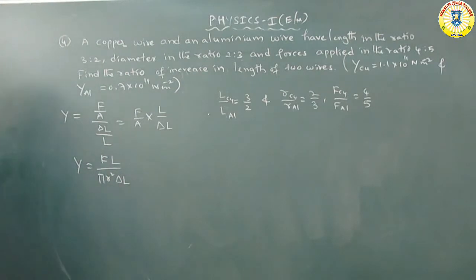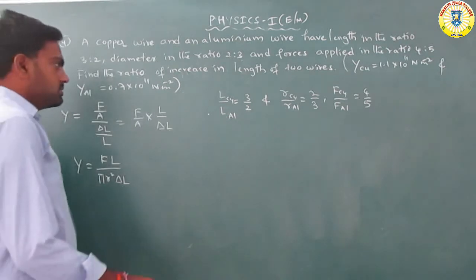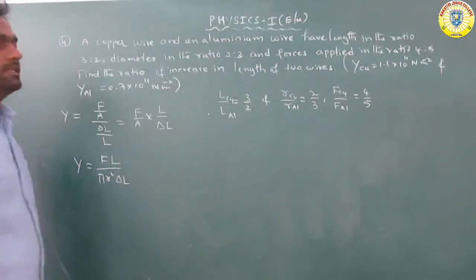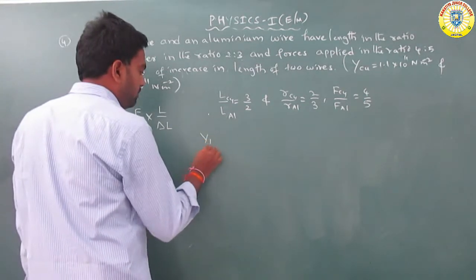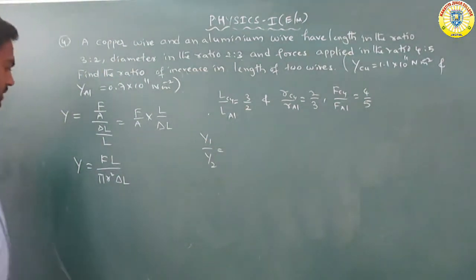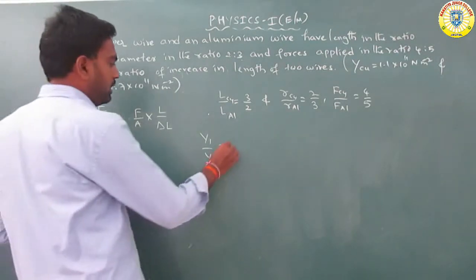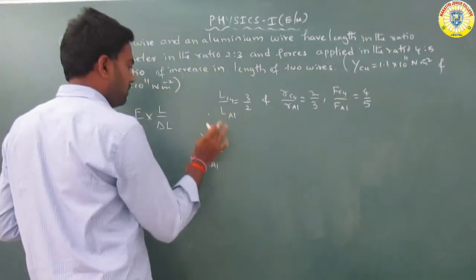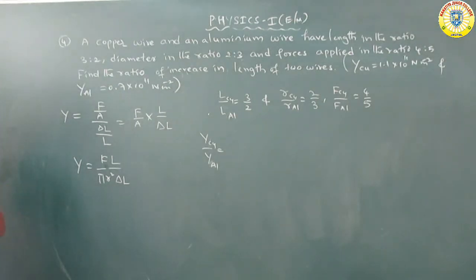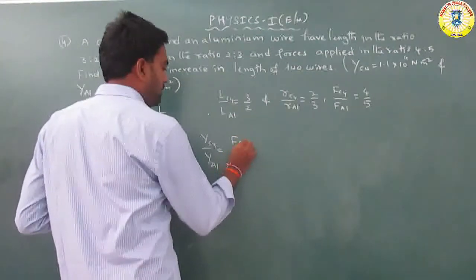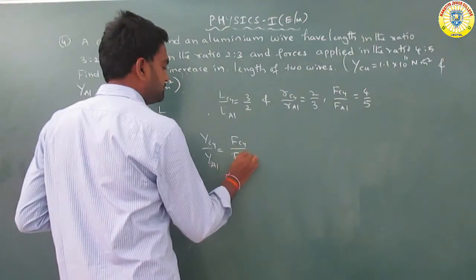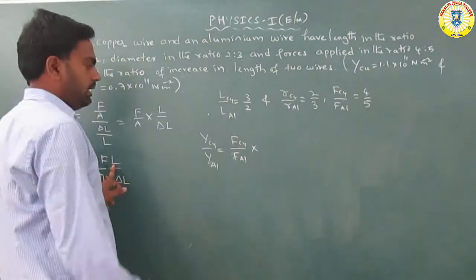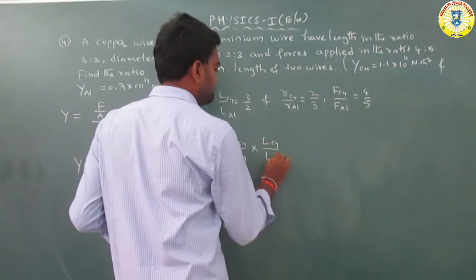Now substituting into the equation, Young's modulus Y is equal to F L by pi r square delta L. So for the two wires, Y1 by Y2, copper by aluminium, is equal to F copper by F aluminium into L copper by aluminium length.